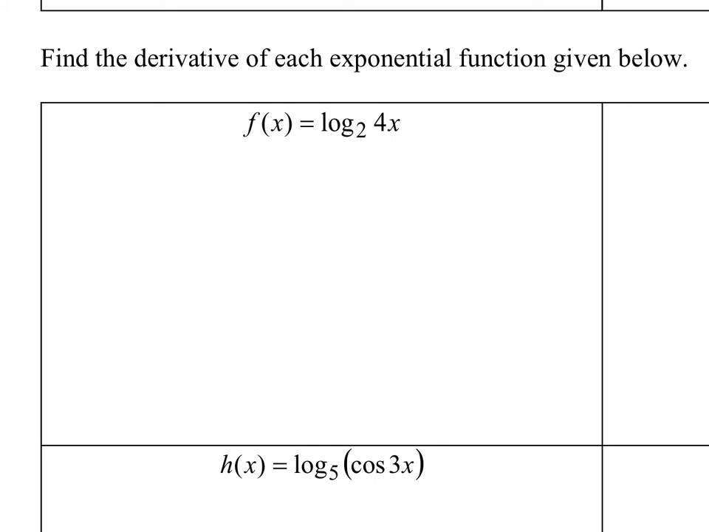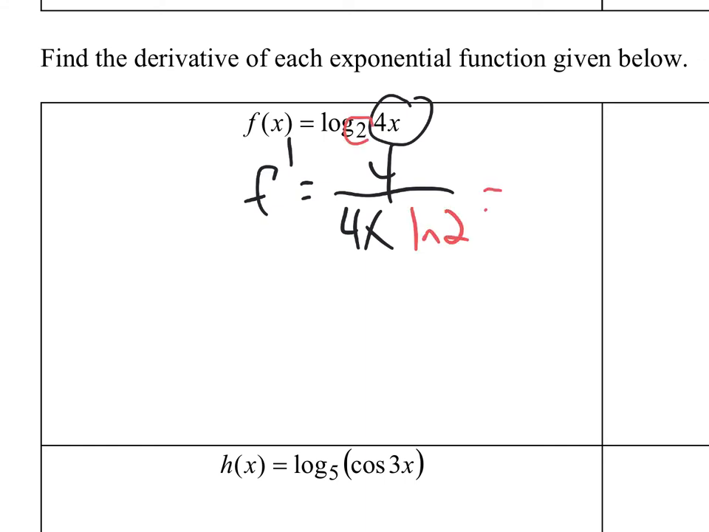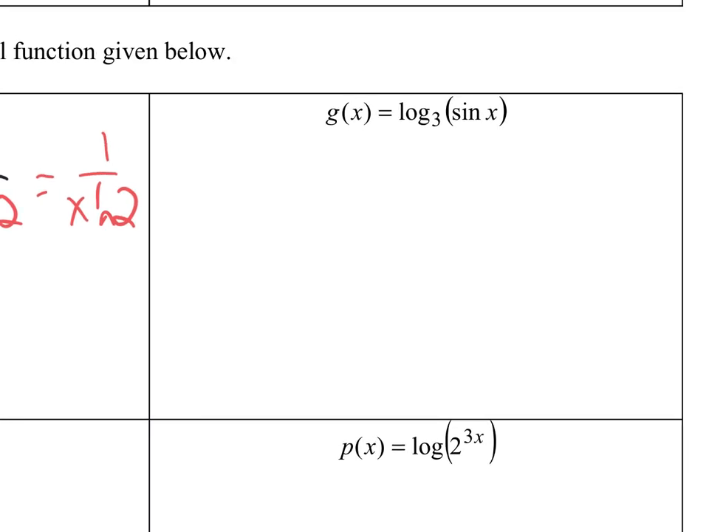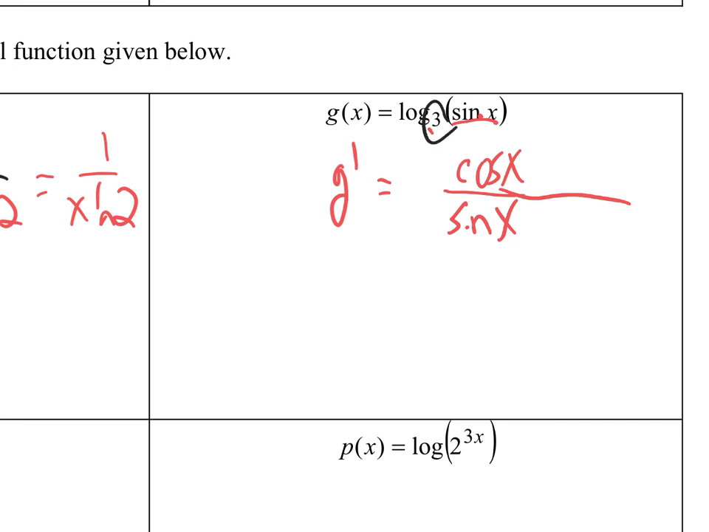Log base 2. So f prime will be du over u. There's my u. 4 over 4x times the natural log of the base that is not e, so it's natural log of 2. Simplify that: 1 over x ln of 2. This is base 3. So g prime will be the derivative of sine, which is cosine of x, over itself, sine of x. But don't forget to multiply by the natural log of 3 in the denominator, which means divide the whole thing by the natural log of the base. Most of us would leave this as cotangent of x divided by natural log of 3.